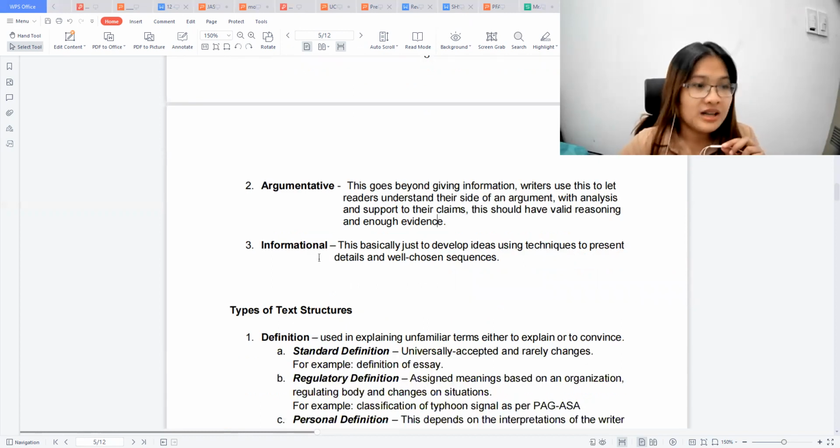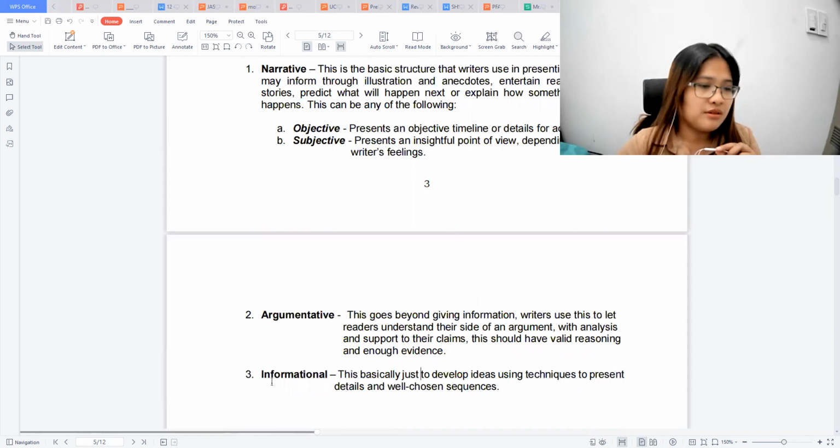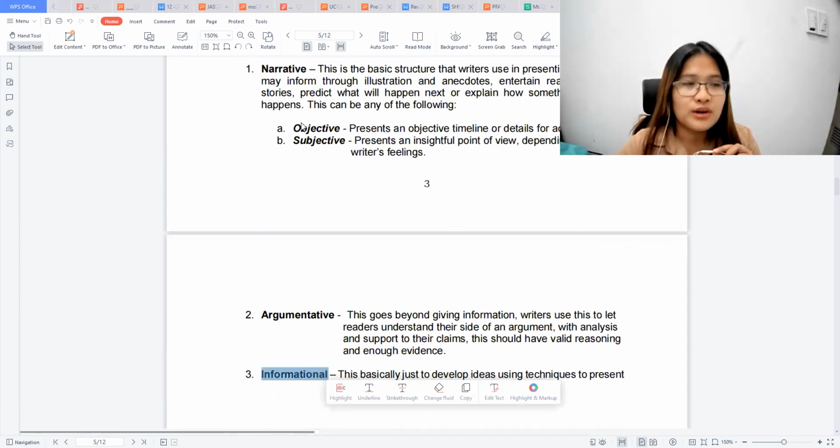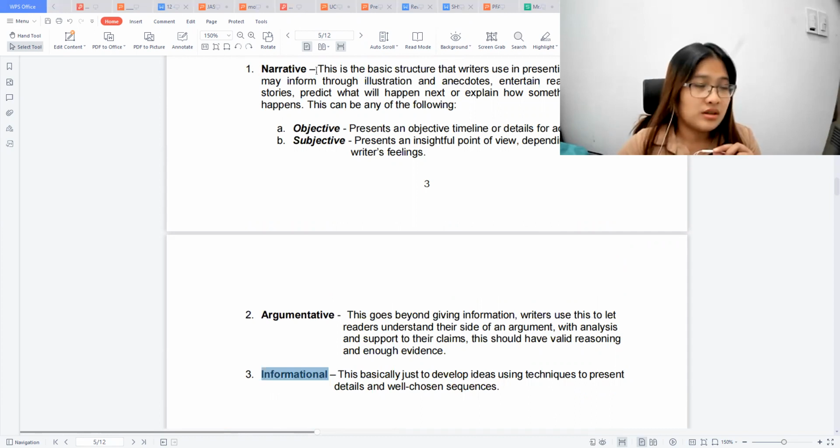And then information. And lastly, this basically just develop ideas using techniques to present details and well-chosen sequences. So, nagpo-present siya ng details. Hindi inform lang siya. Anong difference in narrative from informational? Informational gives you information. It informs you. Narrative could also give you information, but it's just a story.